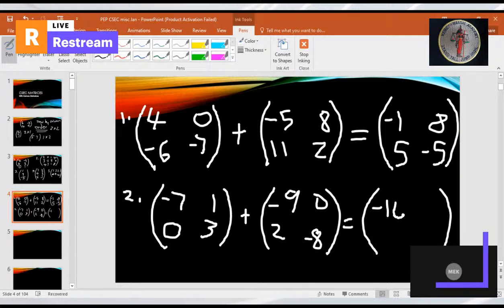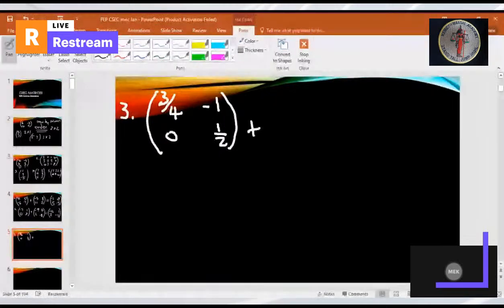And it can have fractions in it. So let's do a fraction. So let's say we have 3/4, 1, we had 0, we had a half, plus 1/3, negative 6, 5.